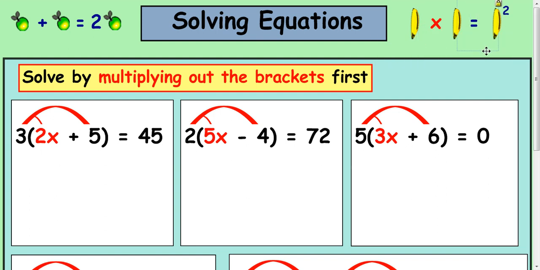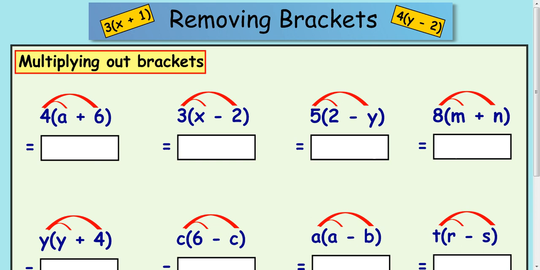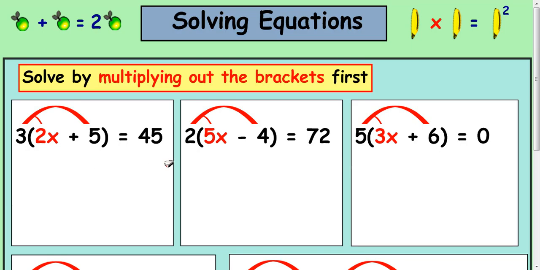In this lesson, we're going to look at what happens when you find brackets inside an equation. We've already learned how to multiply out brackets by doing this kind of thing: 4 times a plus 6, so you do 4 times a to get 4a and 4 times 6 to get 24. So all we do is apply this technique to the equation before we start subtracting from both sides and adding to both sides. So we multiply out the brackets first.